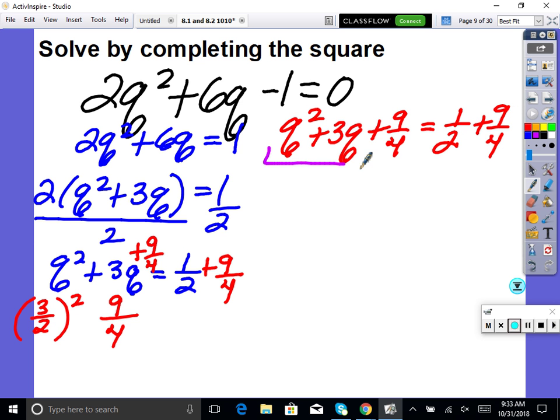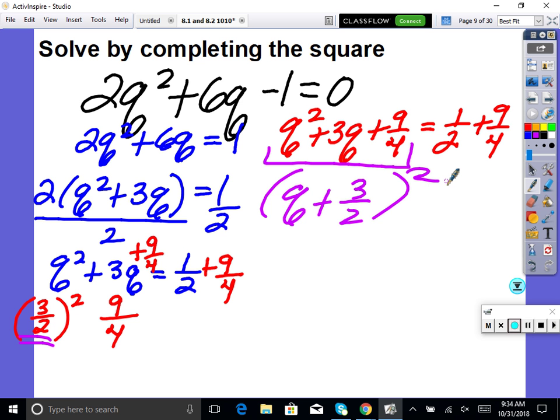Now this side is going to be hard to factor unless we use our trick. What is the trick? What's it going to factor to be? We added 9/4, so it's q plus 3/2 squared. The trick doesn't change just because there's a fraction. And then on this side is equal to, we would need a common denominator, so you multiply by 2 over 2. So then we would have 11/4.